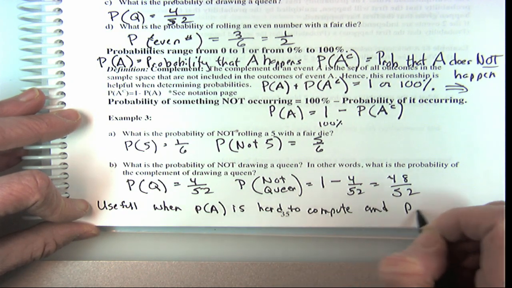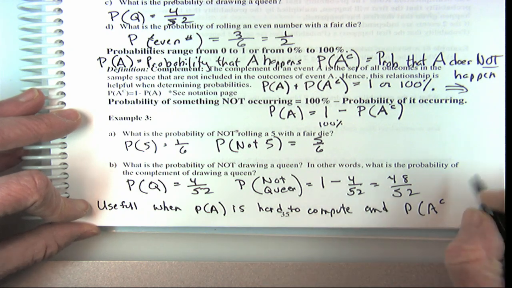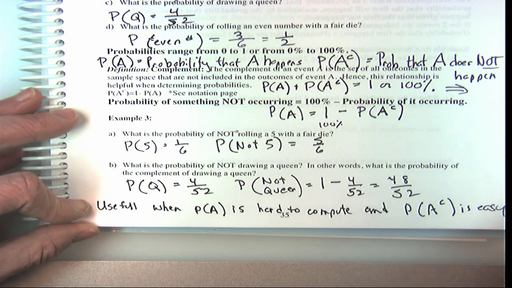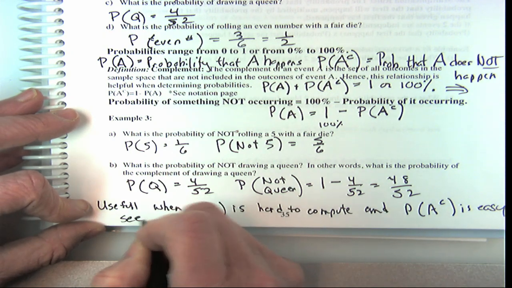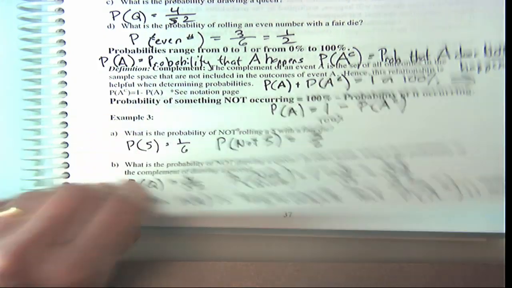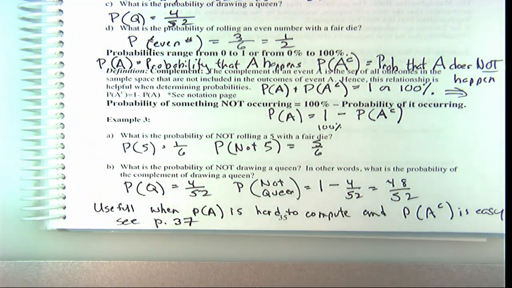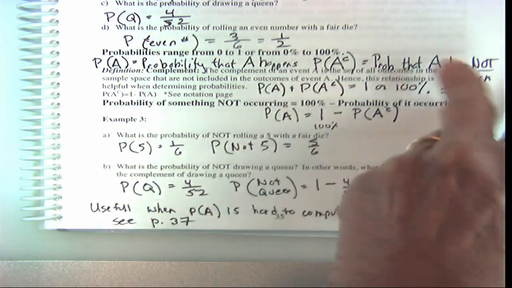And the probability of A complement is easy. We're going to see examples of that on page 37. We'll see 2 classic examples of that. Okay? Any questions so far?